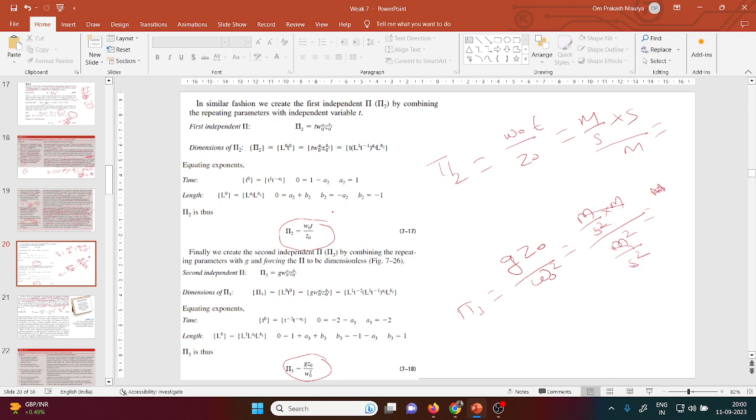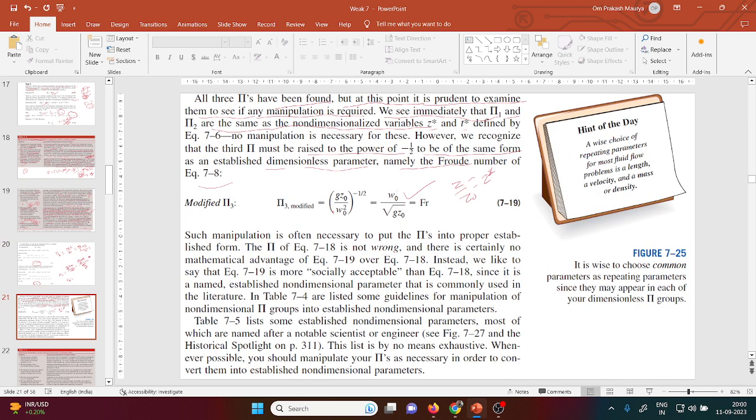But why did we modify these things? Because we already know one established non-dimensional parameter, the Froude number. For converting to the Froude number, we just raise this to the power minus 1. You can keep it as it is, no problem. But since we already know the established dimensionless parameter, that's why.